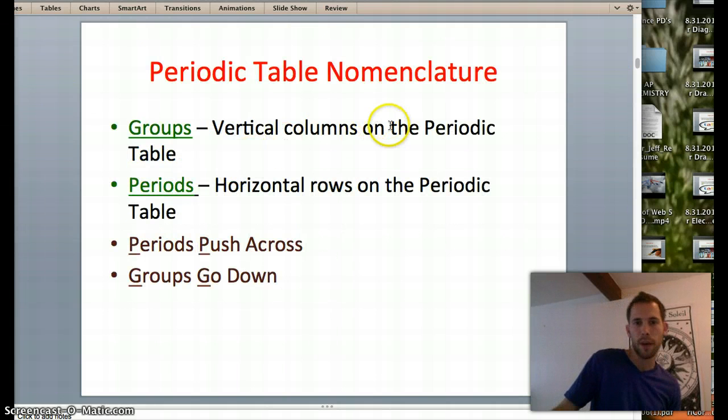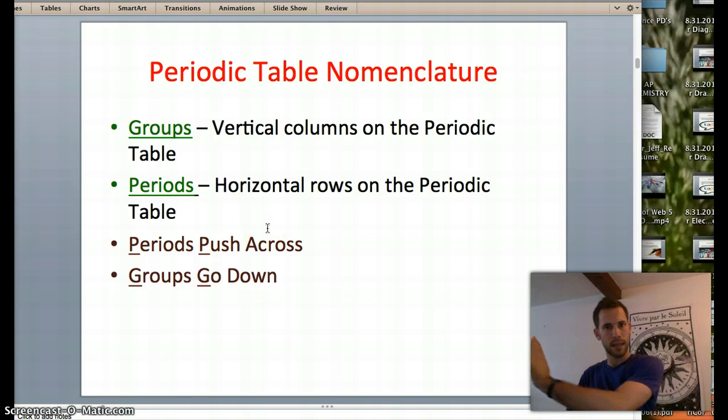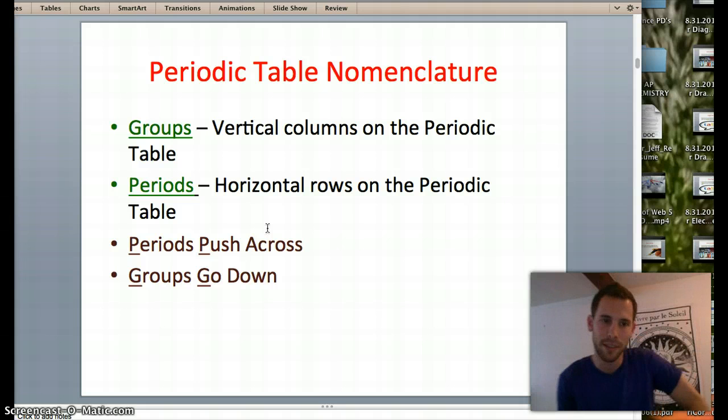The next thing we should know about the periodic table is that it is arranged into groups, which are vertical columns, and periods, which are the horizontal rows. A good way to remember that is that periods push across and groups go down. In high school, my science teacher always taught me groups, periods. Excuse me, groups and periods. If you look at a periodic table, it appears sort of like this.